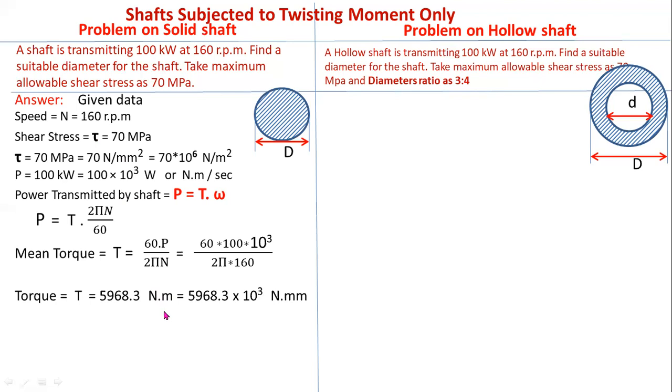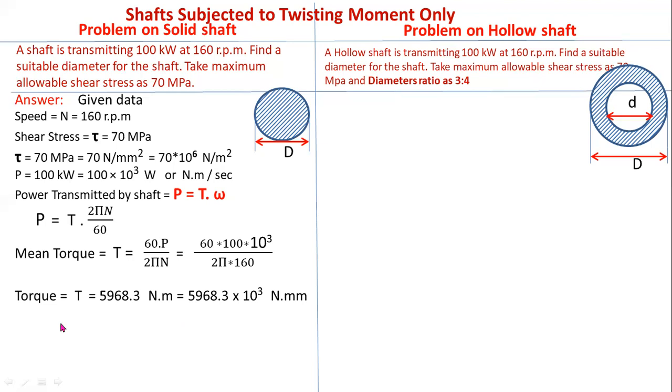Now you have to convert this meter into millimeters. 1 meter equal to 1000 mm. So the torque transmitted by this solid shaft equals 5968.3 into 10 power 3 Newton mm. From this value, you can get the value of the diameter of the shaft.